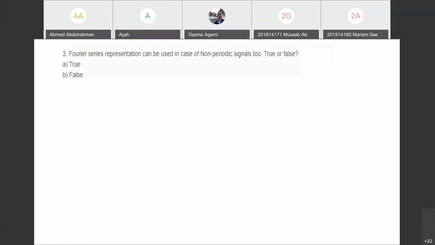Now, Fourier series representation can be used in case of non-periodic signal too. True or false? False. Yes, because as I said, only periodic signals.